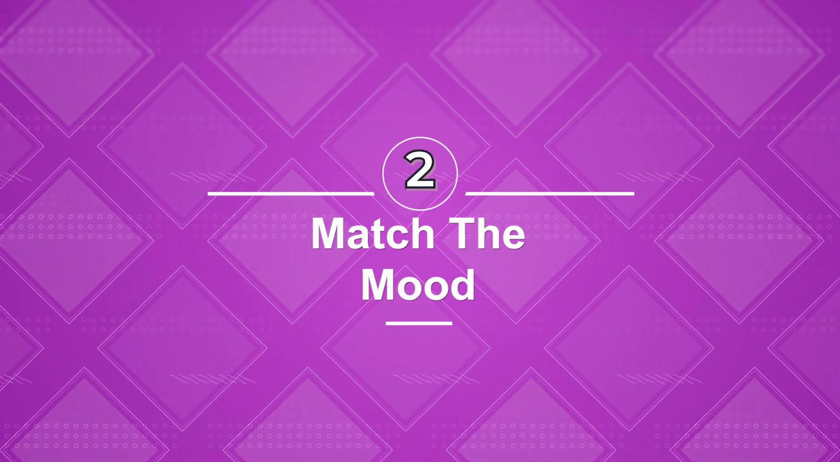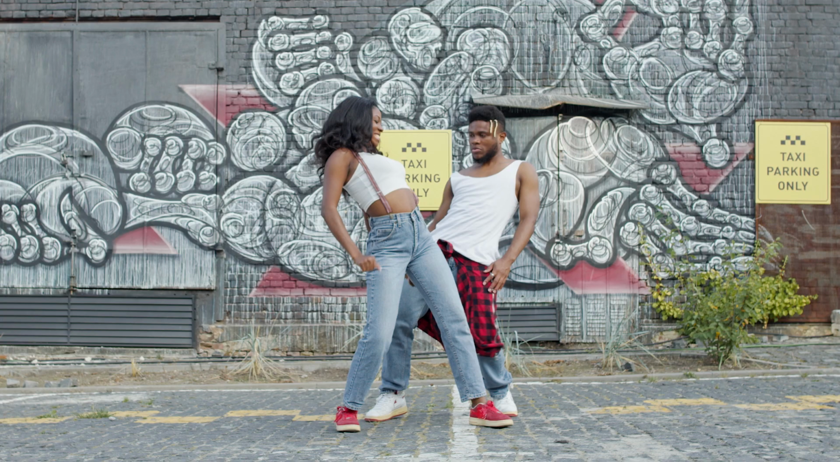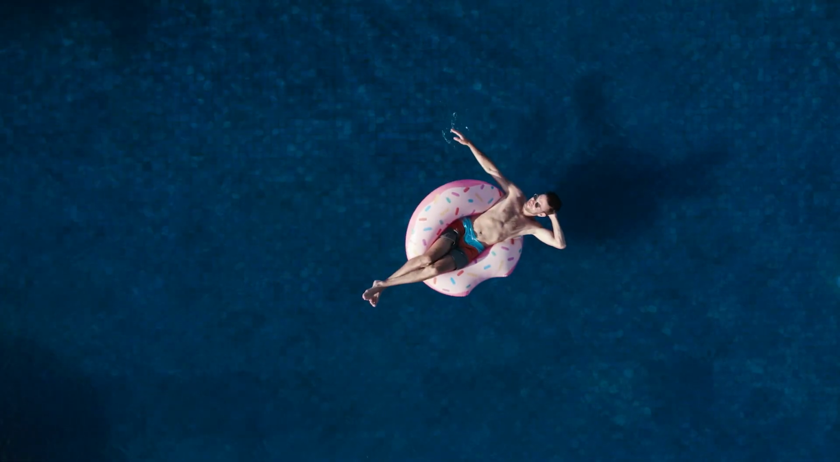Tip 2, match the mood. Consider the mood and tone of your video when selecting music. Is it upbeat and energetic or more laid back and chill? Choose music that complements the vibe you're going for and enhances the overall feel of your content.